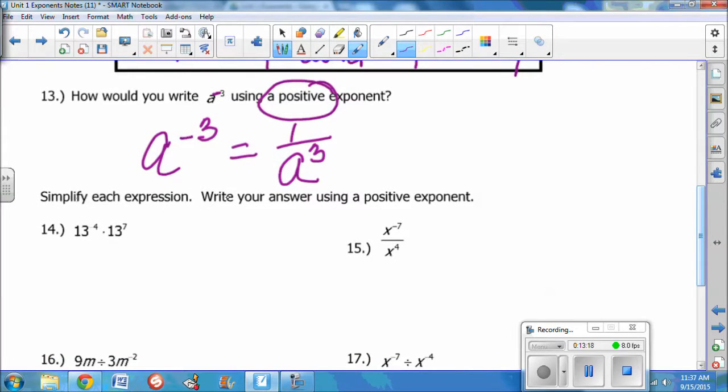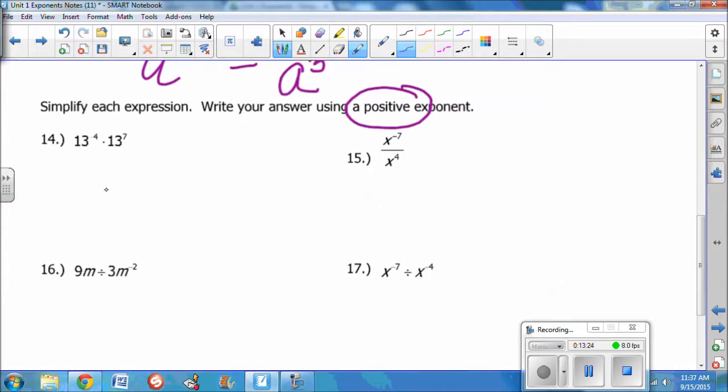So simplify each expression. Write your answer using positive exponents. So we don't want any negative exponents for our answer. So again, always ask yourself, what's your base? 13. What's your operation? It's multiplication. What do you do with exponents? That's a -4 in your notes. So -4 plus 7 is 3. Is that a positive exponent? Sure is. Done. Let's go to this one.